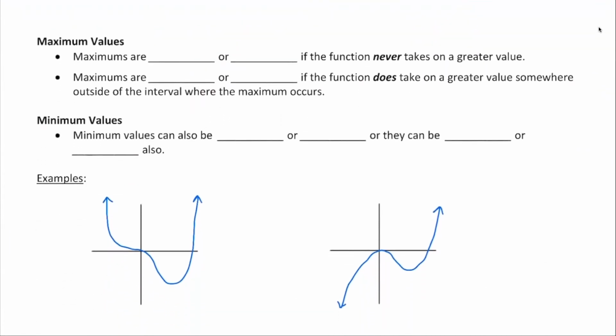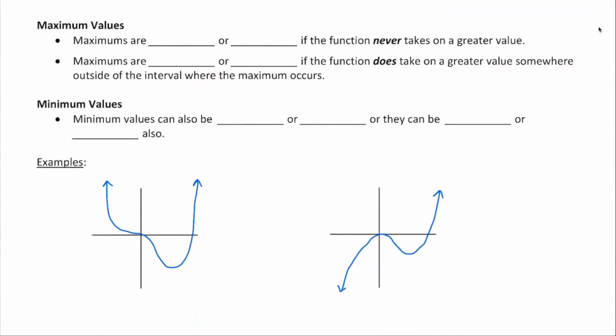Another way we describe our polynomial functions is with maximum and minimum values. There are 2 ways we describe max and min values. We can have a maximum that is what we call a global maximum, or also known as an absolute maximum. These 2 terms mean the exact same thing. It's up to you which one you would like to use. So they mean both the same.